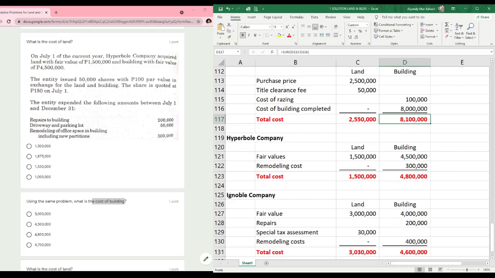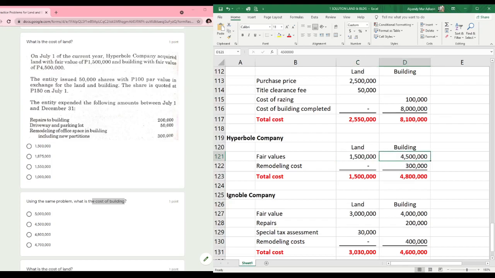And last priority, to measure it at the par value of the shares. Now, in this case, is the first priority given? Of course, yes. We have here the fair value of the 1,500,000 and 4,500,000 for the land and building. So, we do not use the fair value of the shares anymore because the first priority is already given. And so, therefore, the land and building must be accounted for at its fair value.